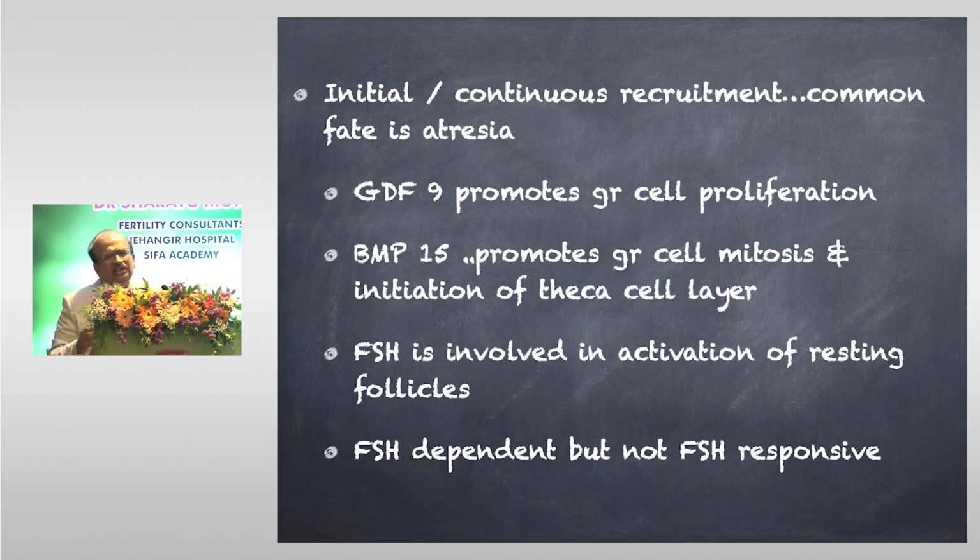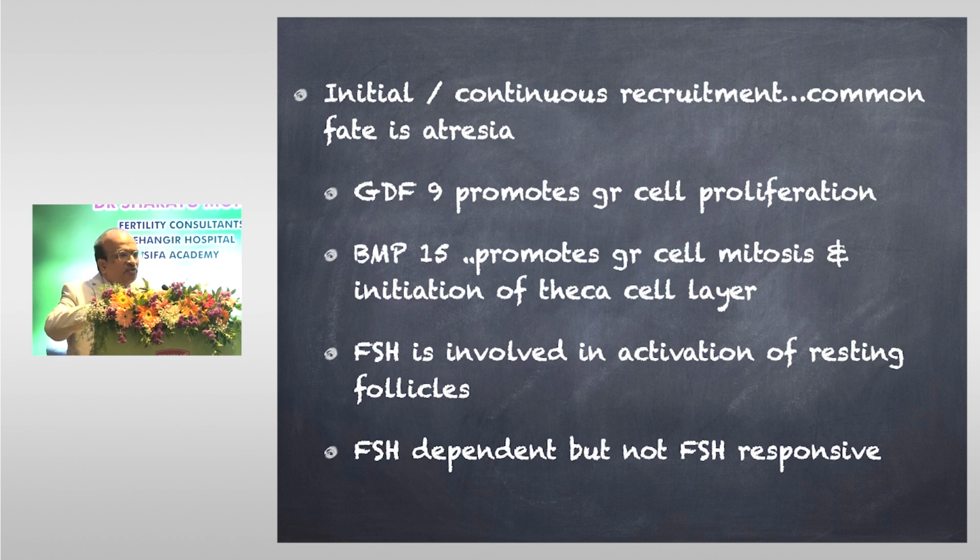So there is something called continuous recruitment. The follicles just keep getting recruited. Imagine they don't get recruited. What will happen? Well, nobody will get menopause. They have to get recruited continuously. And why do they develop? Why do they get recruited? We don't know. That trajectory is not known to us.